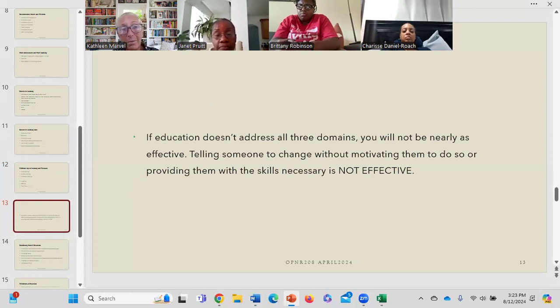I mean, I can say this next one for my kids. Telling somebody to change without motivating them to do so or providing them with the skills, it's not effective. Can't just say, do it. Do it. Can't.